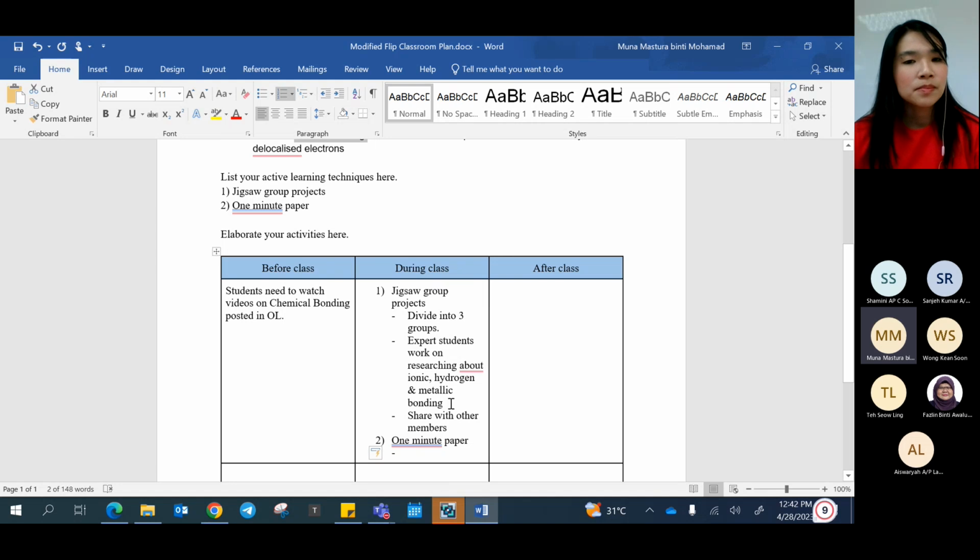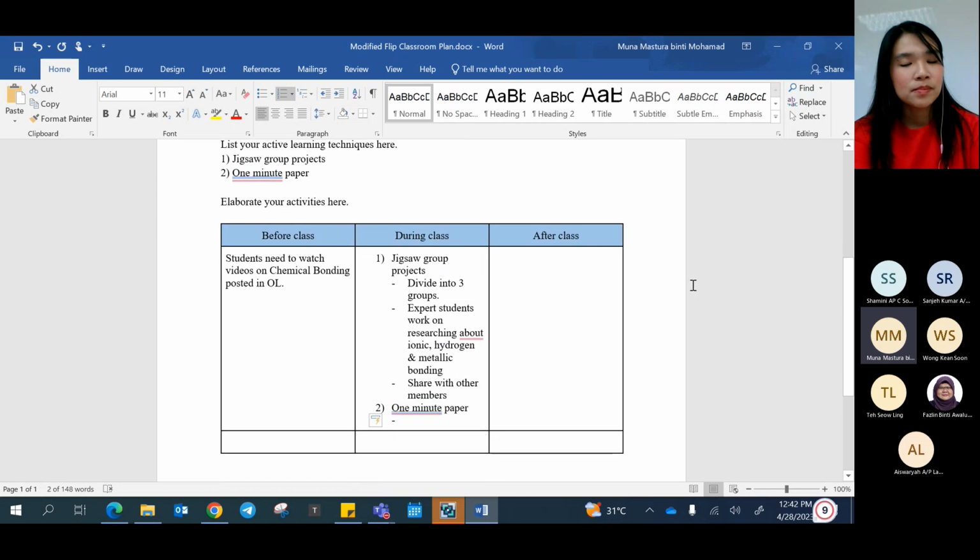Once they understand about all these chemical bonding, then I will use the 1 minute paper. Meaning that I will ask them questions, then they will give me answers. Oh, interesting. So this 1 minute paper technique happens during class and not after class. Yeah, it's just to summarize your lesson. Yes, just to test whether they understand about the chemical bonding or not.